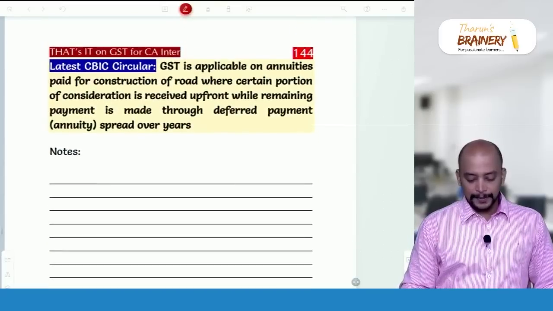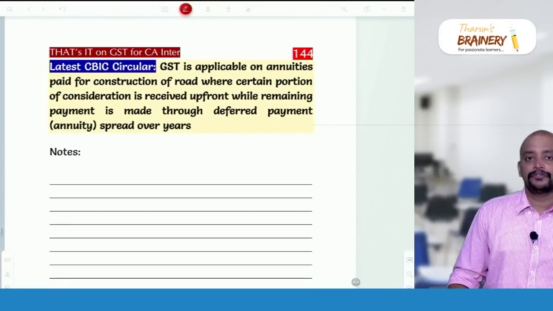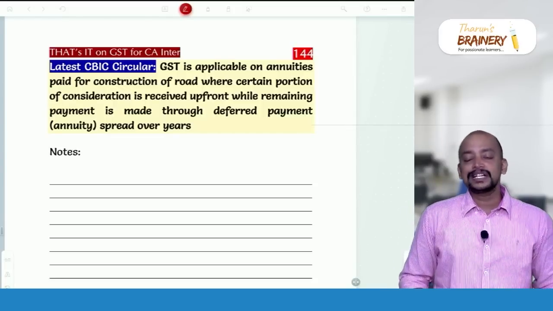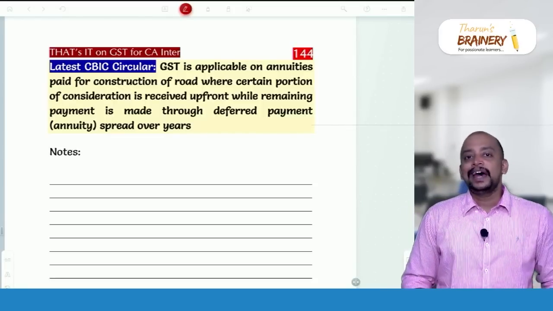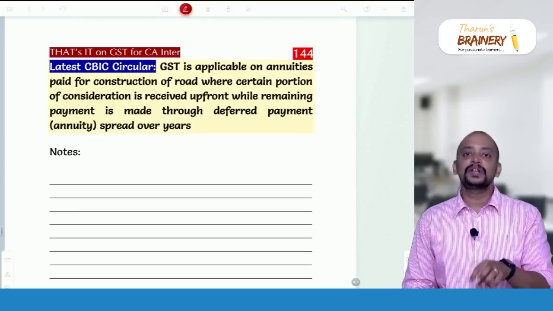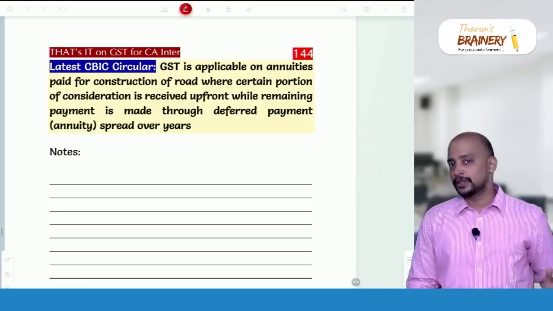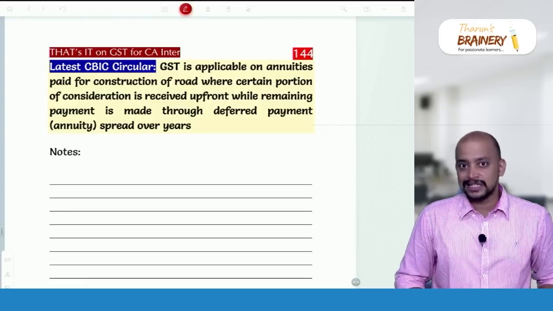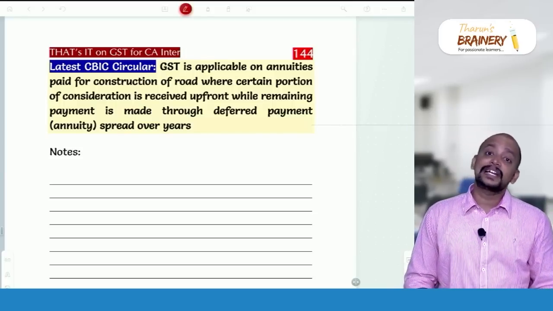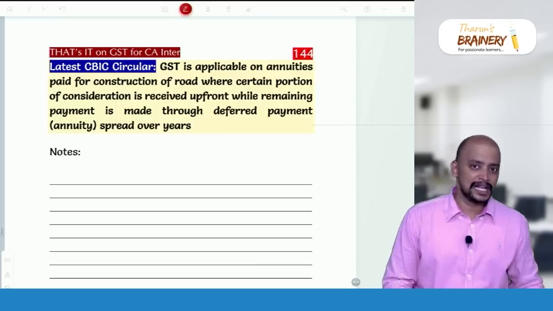Then the next one: GST is applicable on annuities paid for construction of a road. Generally, we have toll charges, which are exempted. Toll charges means what? Government will give the land and the builder will lay down the road, and they will recover the investment they have incurred for laying down the road from the people who are using that road. This is what is called toll charges, and toll charges are exempted. Even if toll charges are collected by way of annuity, annuity meaning yearly charges collected, that is also exempted.